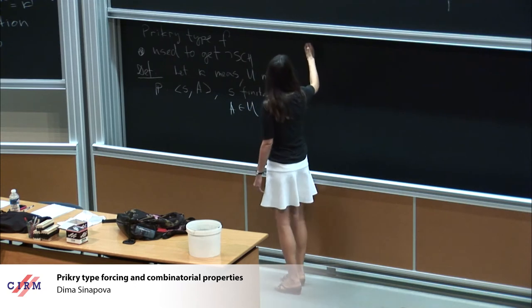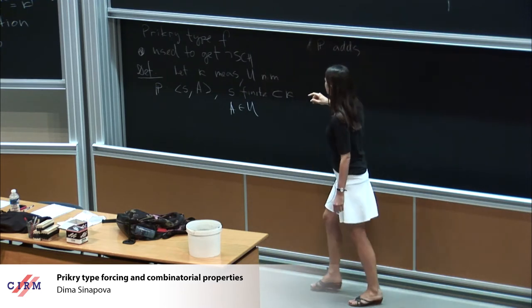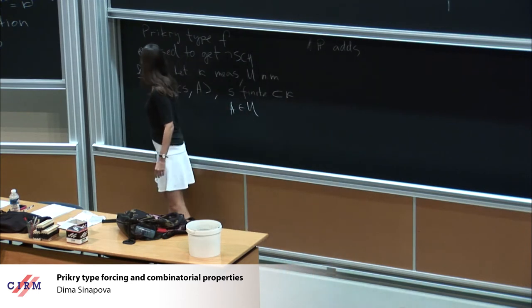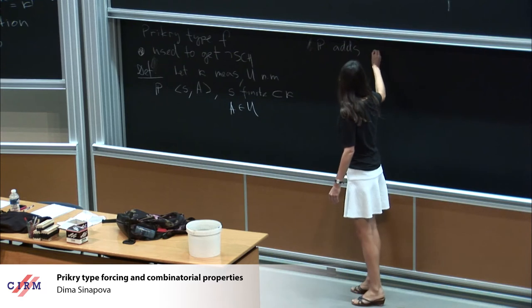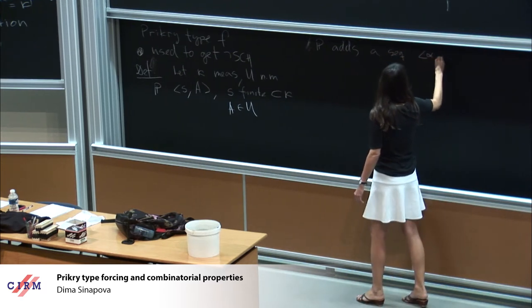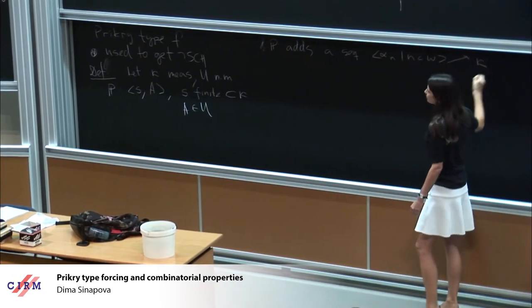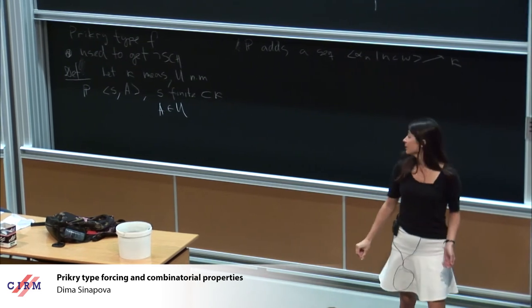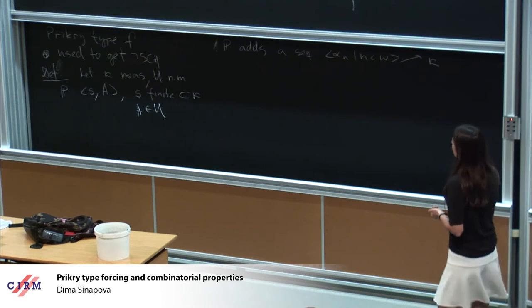Now P adds a sequence alpha_n, n less than omega, through kappa, singularizing kappa. This is just the regular vanilla Prikry, classical Prikry. And it preserves cardinals.